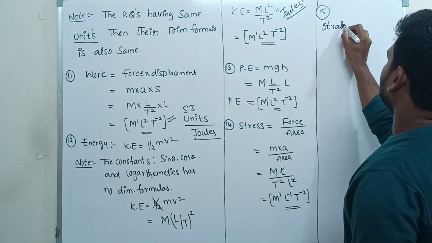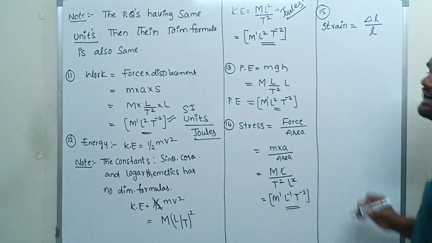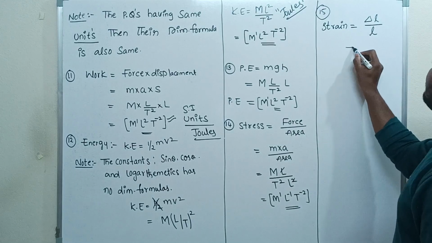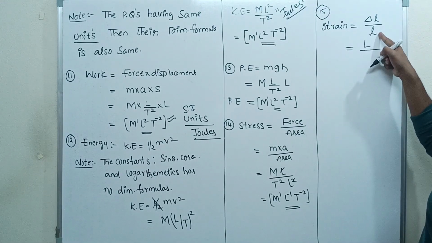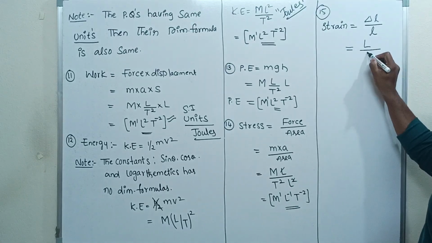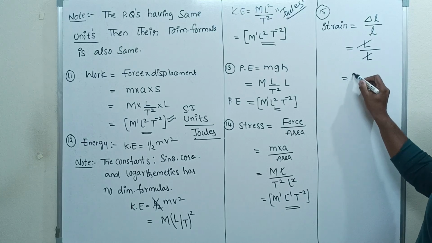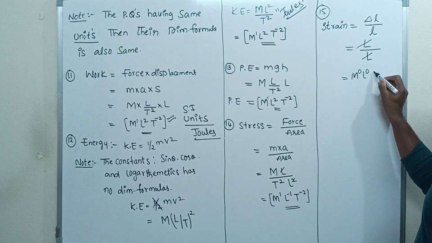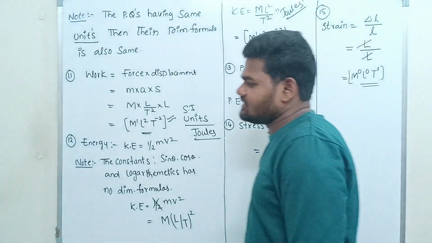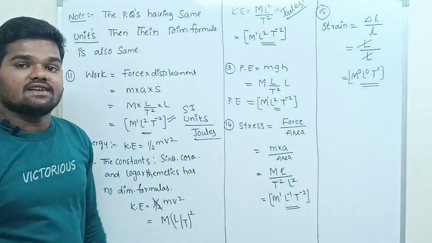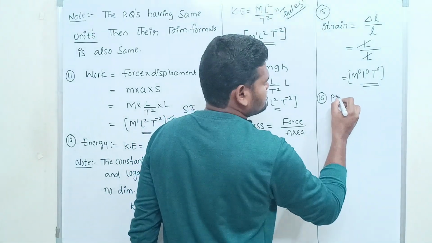What is that? Strain is nothing but change in length to its original length. Delta L by L. What is the dimensional formula for L? Length, capital L. What is the dimensional formula for L? Again, capital L. So L gets cancelled out and we got M power 0, L power 0 and T power 0. That means strain has no dimensional formula. Next, 16th one. Pressure.